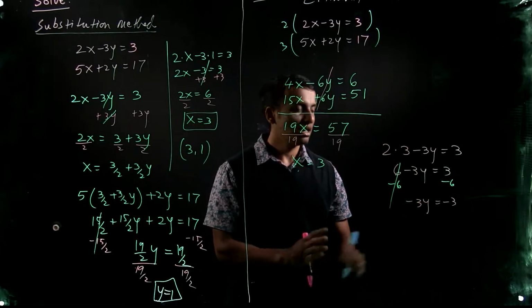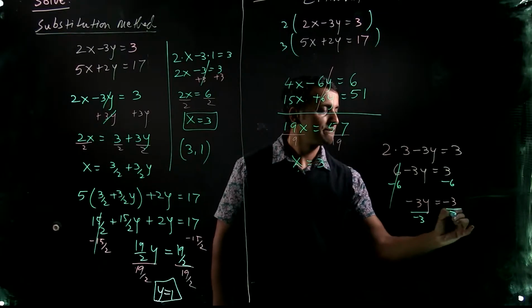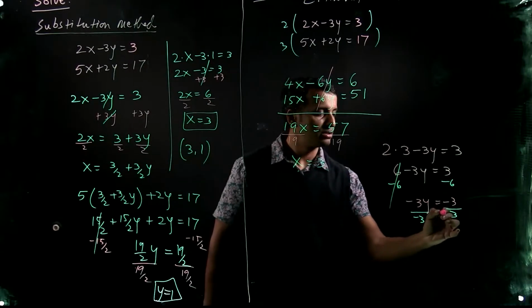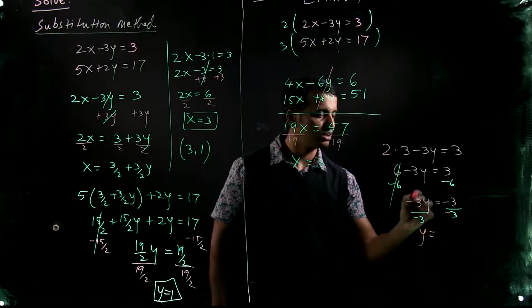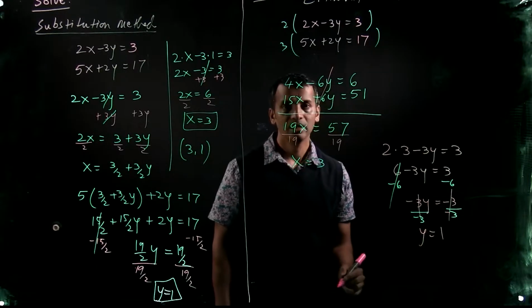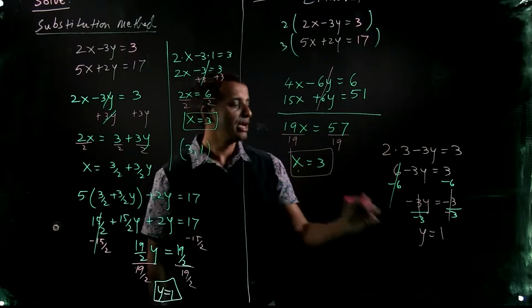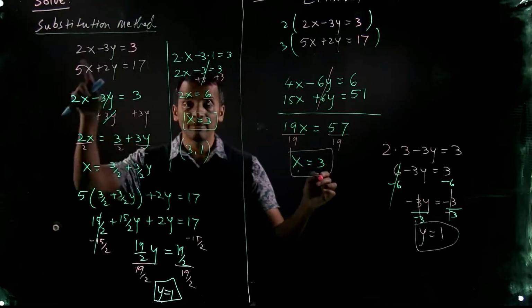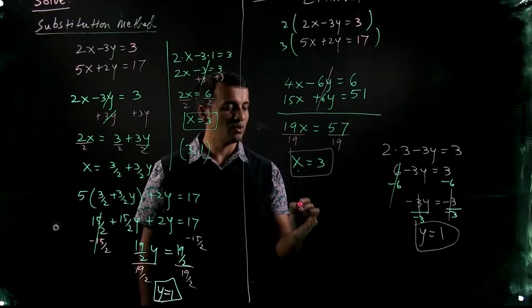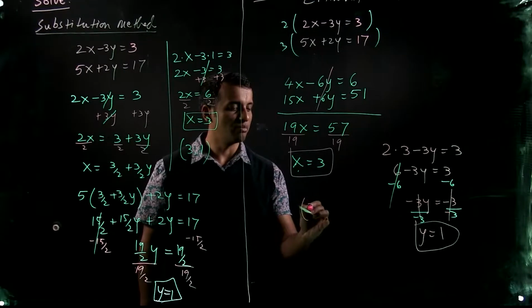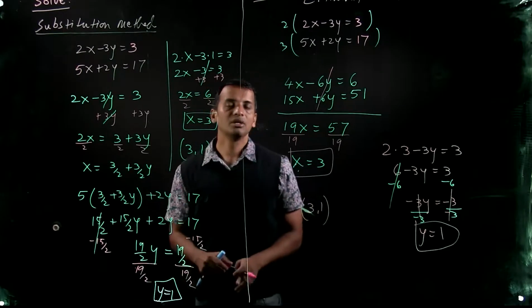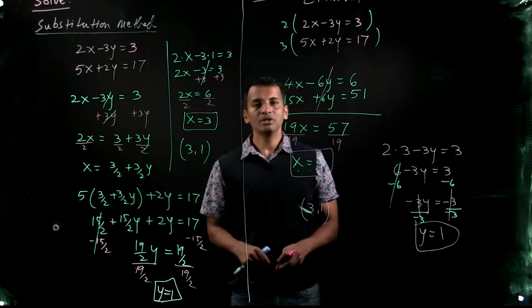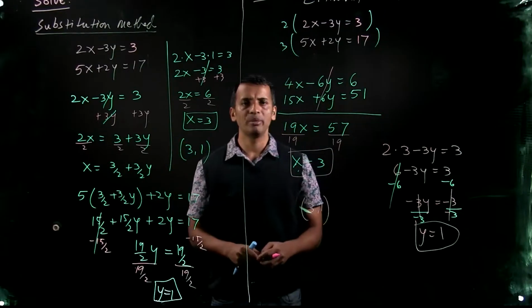So you will get negative 3y equals negative 3, because 3 minus 6 is negative 3, right? Then divide by negative 3. You get y equals 1. So x is 3 and y is 1, which is the same as the values of x and y we got from the substitution method. Okay, so you get the same answer for both methods.